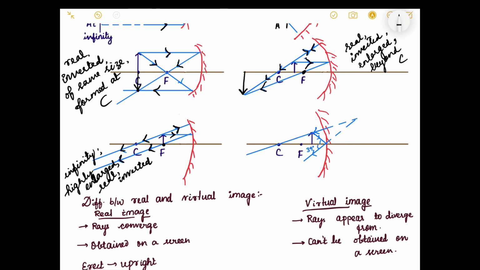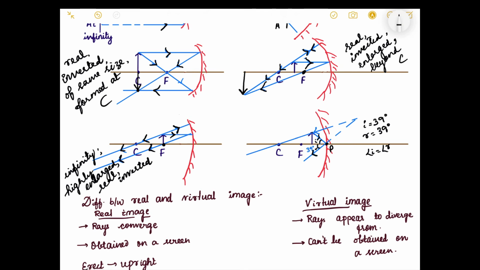Now let us consider a case in which the object is between focus and pole. So let us consider this ray which is directed towards the pole. If this angle is I, this angle is R. Suppose I is equal to 39 degree, then R will also be equal to 39 degree as per the law of reflection. Angle I is equal to angle R. So this is the case.